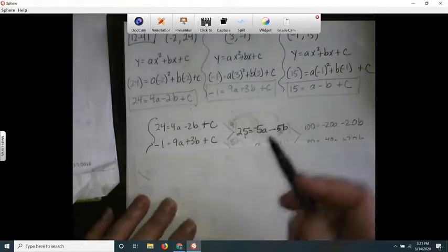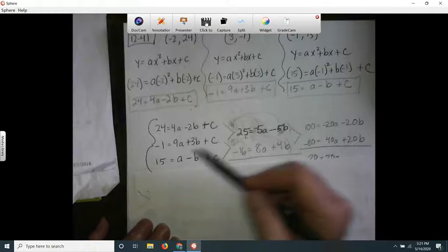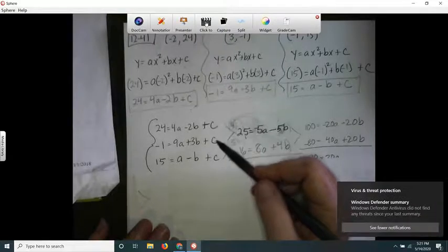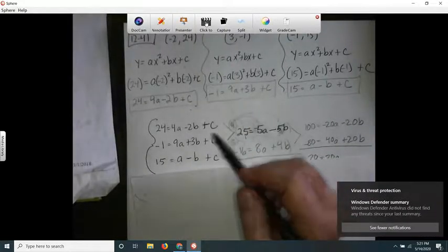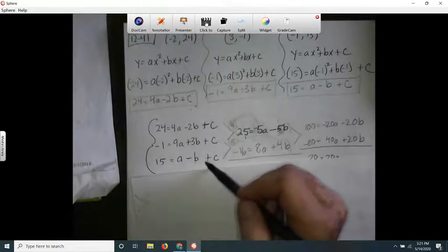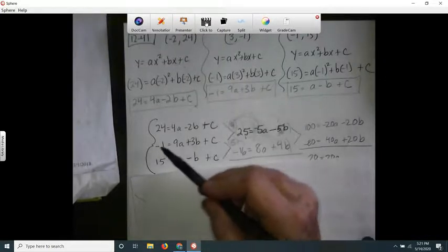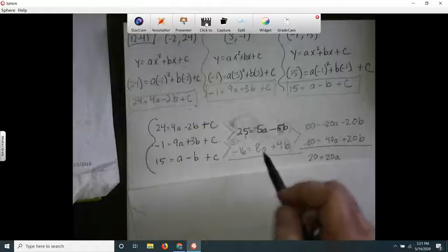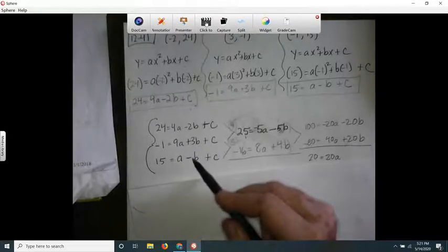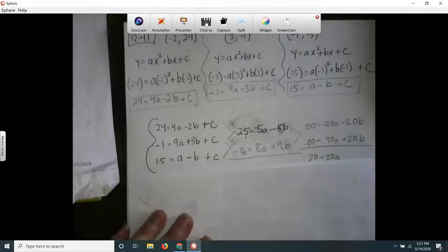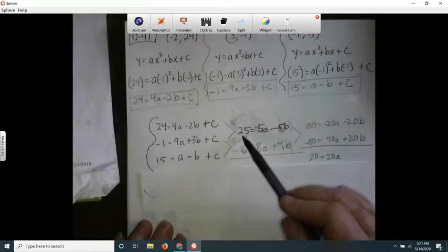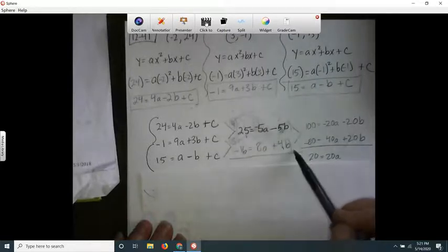Now I want to take this third equation and do the same procedure. Because these are all set equal with c, I can do the same thing: subtract the bottom equation from the top equation. So -1 minus 15 is -16. 9a minus a is 8a. 3b minus -b is 4b. Okay, so we got through that. Now I just have another system, 2 equations with 2 unknowns. I've eliminated c, and I just have a's and b's.